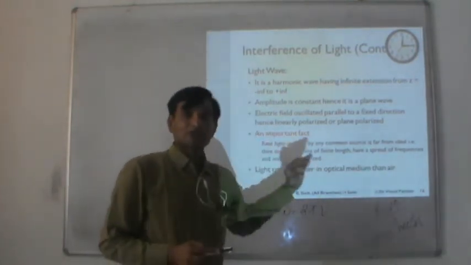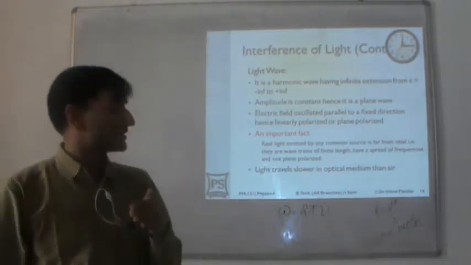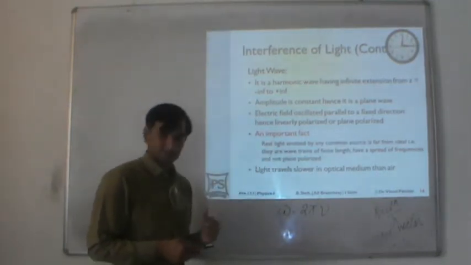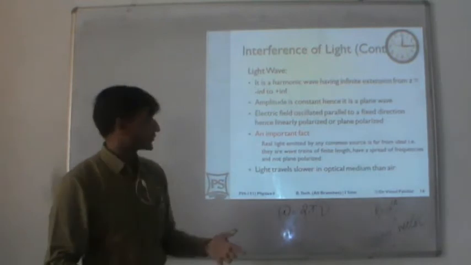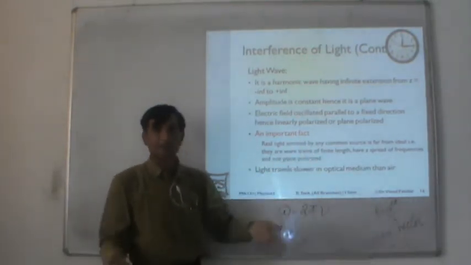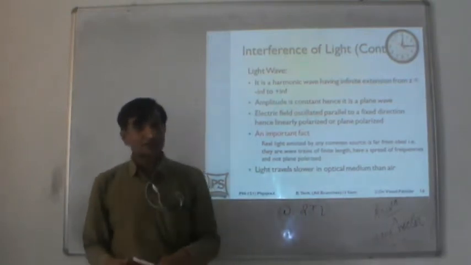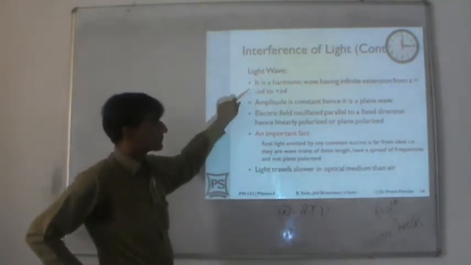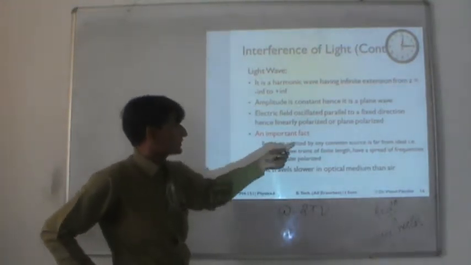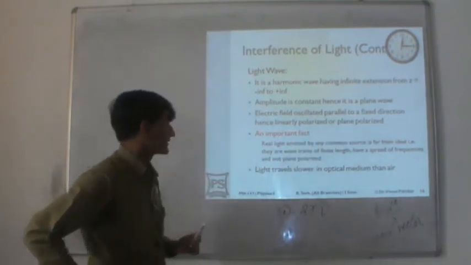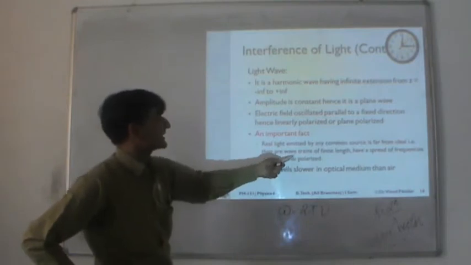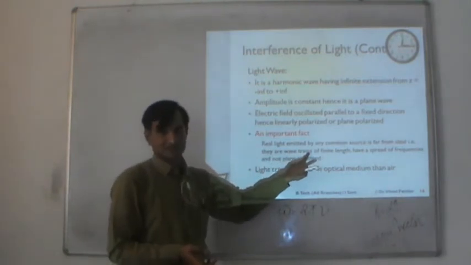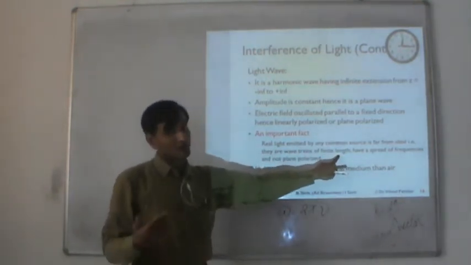Now, a very important fact which you should always remember before discussing interference, reflection and all these phenomena: real light. Light coming from ordinary or common sources which are available to us is not ideal. Ideal in the sense that the properties we have are different from the properties which we discussed. So the light coming from a common source is far from ideal. It means they are not infinite in extension, first of all. They are finite wavelengths. They always have a finite length.